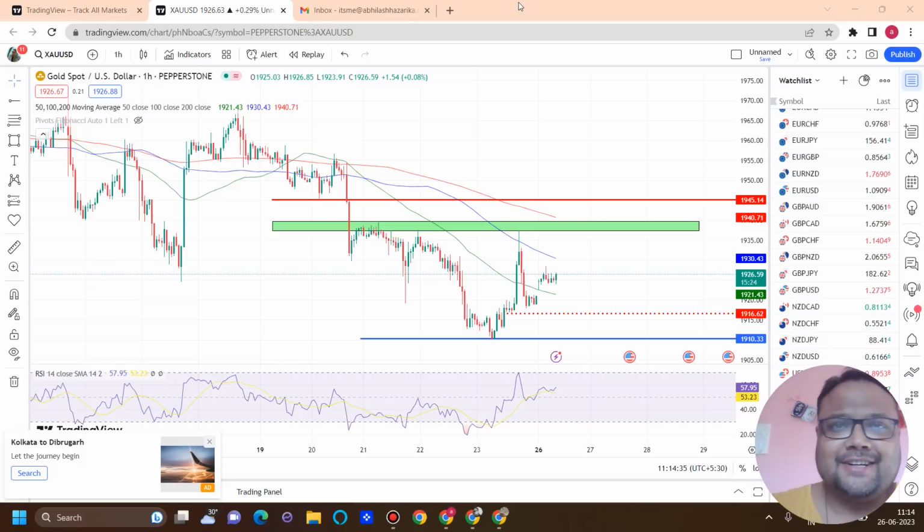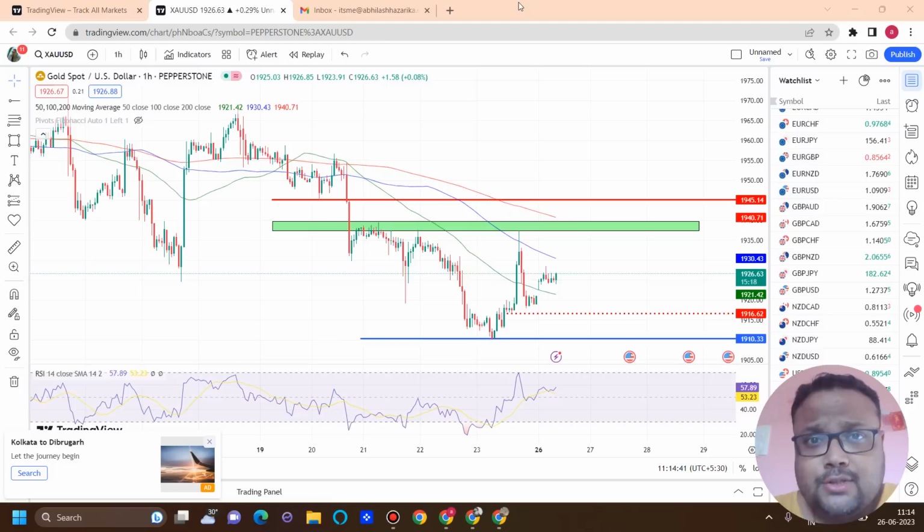So let's get started. My dear friends, the market is open, and as you can see, the market opened with a little gap up and there is not much movement in the market. The market is behaving like a typical one-day market.